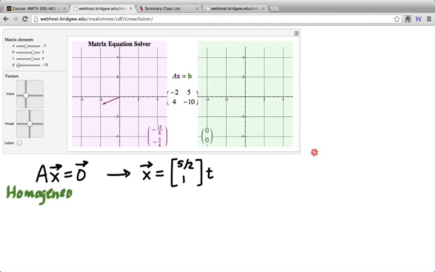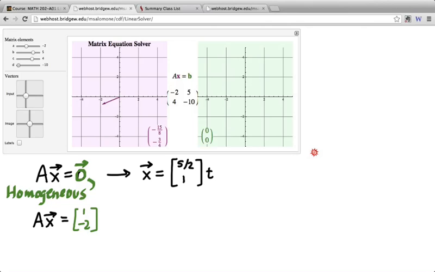So if I say homogeneous equation, what I mean is that this right-hand side is 0. That's all I mean. So the homogeneous equation has parametric vector solution x equals (5/2, 1) multiplied by t. But then you also had the equation Ax equals (1, -2). So a different right-hand side, but everything else about it was the same.